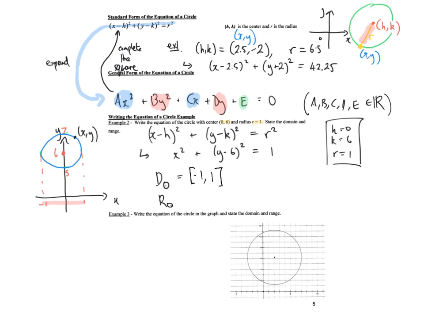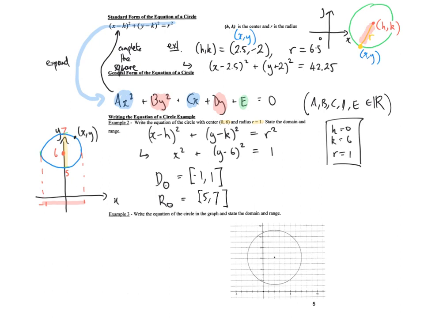For my range, we're asking the analogous question, but this time about our outputs of our relation, our y coordinates. So here, what are my possible y coordinates? I see that they stretch between 5 and 7. Again, 5 and 7 really do occur as outputs, so we'll have square brackets.